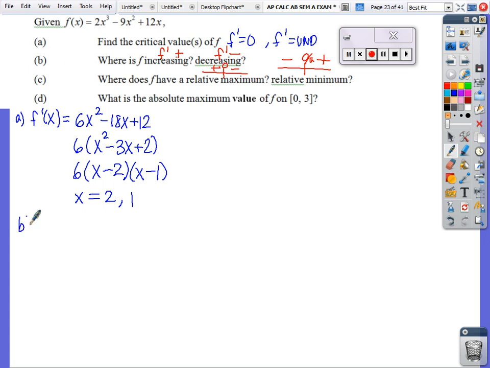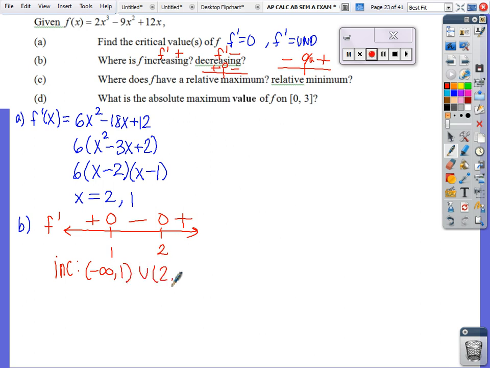So part B, in asking for the increasing and decreasing, I would end up needing a sign chart. The domain of the function was all real numbers, so it's polynomial. I know my sign chart looks like this. You guys should take a little bit more time to pick values and check your signs. And then I would answer the question, increasing from negative infinity to 1, and then union with 2 to infinity. The reason is already above because f prime is positive. Decreasing happens from 1 to 2 because f prime is negative.